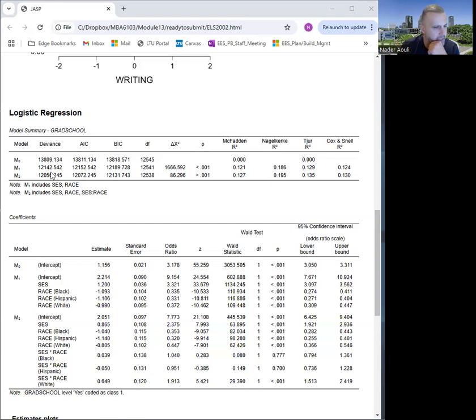Looking at M0, this is the intercept only. There's no explanatory power, so R squared equals 0.0000. M1 does include the SAS and race. Again, a significant improvement. The McFadden R squared value is 0.121 through 0.186. And then M2 adds the interaction term, SAS multiplied by race, which further improves the R squared value to 0.127 to 0.195.